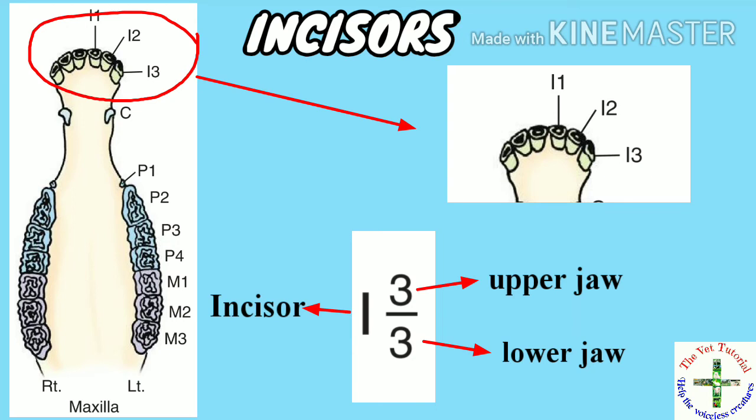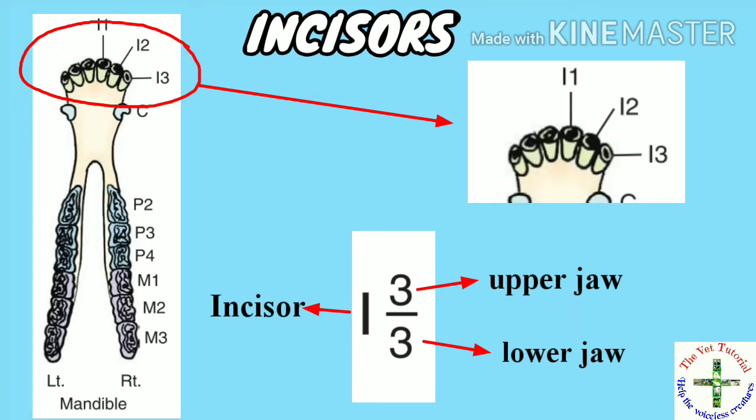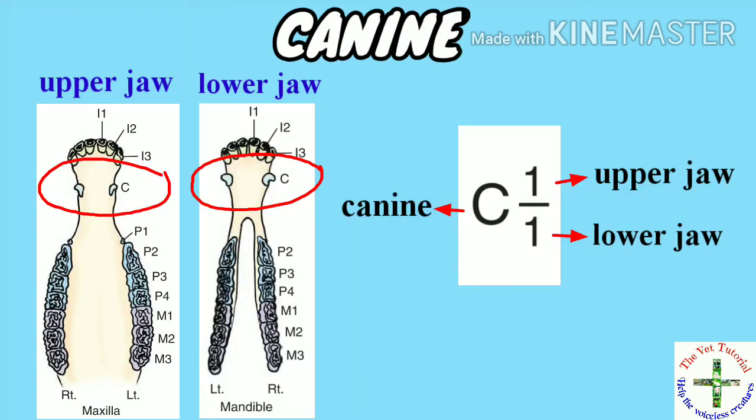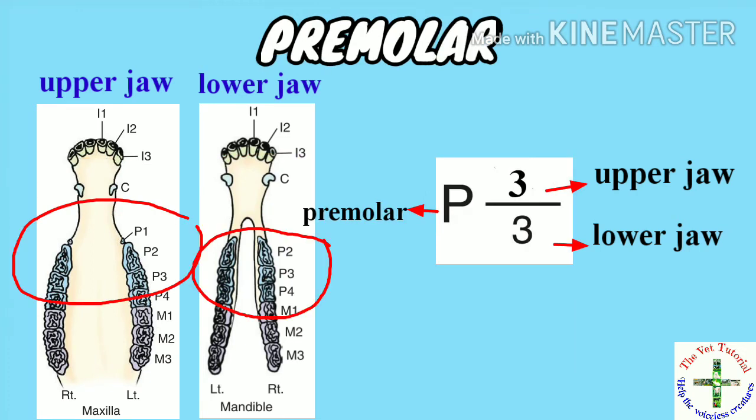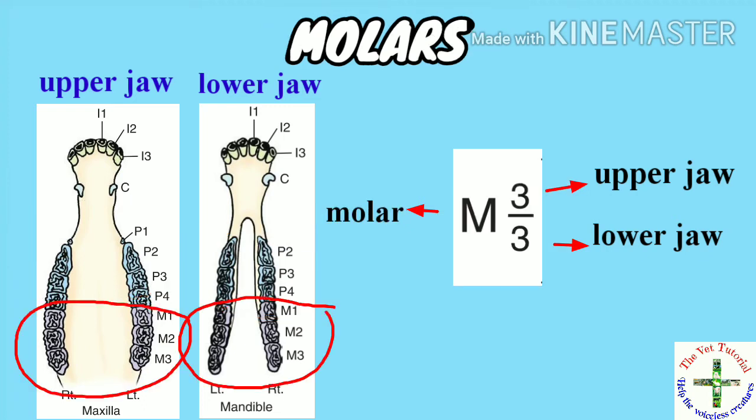The upper half of the jaw and the lower half of the jaw contain 3 incisors. And then canine. The upper half of the jaw and the lower half of the jaw contain 1 canine. And then premolars. The upper half of the jaw and the lower half of the jaw both contain 3 premolars. And then molars. The upper half of the jaw and the lower half of the jaw contain 3 molars.